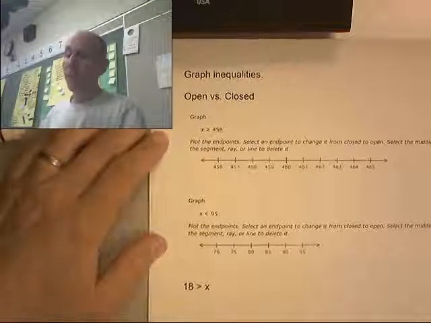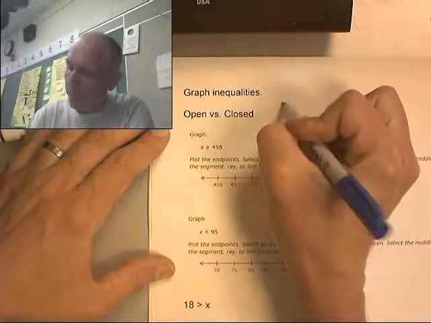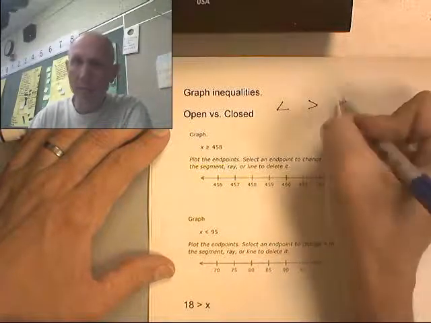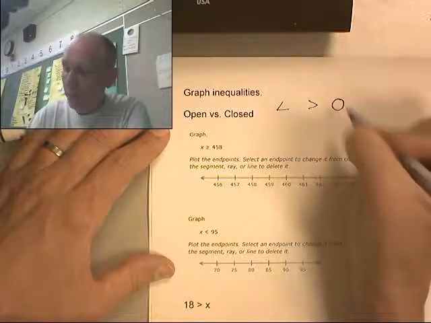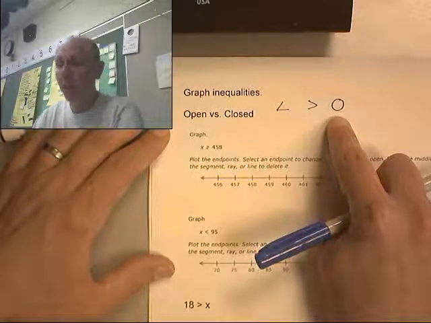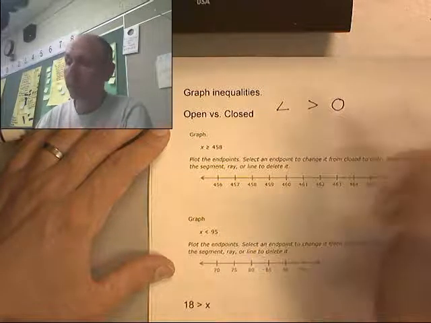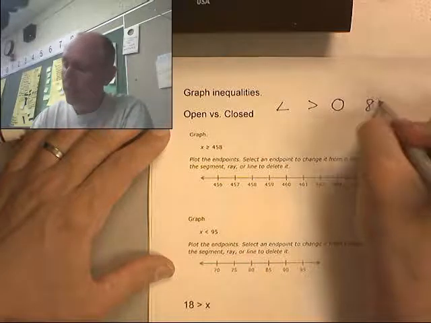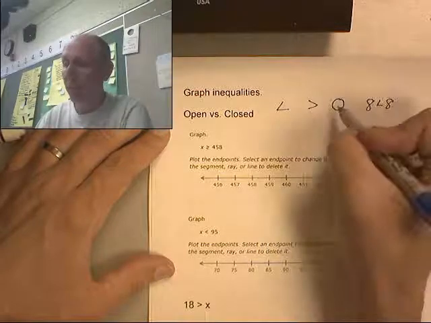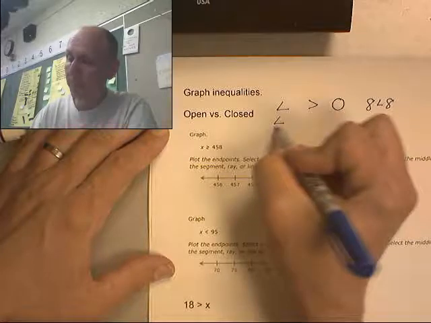Open versus closed. When I'm graphing inequalities, I have a couple things I need to think about. One, if it's a less than or a greater than, it's going to graph with an open circle. That means the number that I'm putting the circle on is not a part of the solution. And that's because something like this: is 8 less than 8? No, it's not. So the open circle tells us that the number is not part of the solution set.